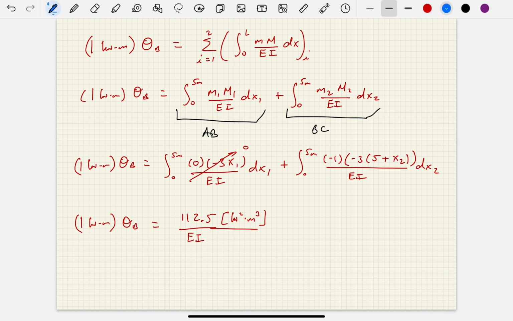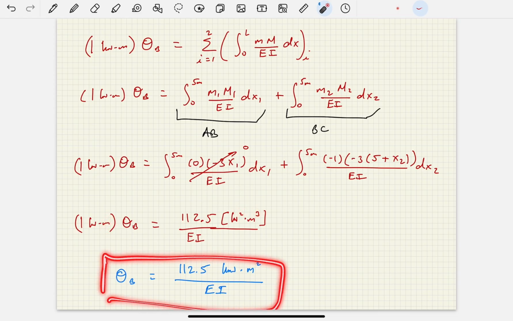So finally, our final answer is theta B is 112.5, where that numerator, the 112.5, carries units of kilonewtons times meters squared, over EI, right? Because this kilonewton cancels with one of these kilonewtons, and this meter cancels with one of these meters. And this is your final answer.